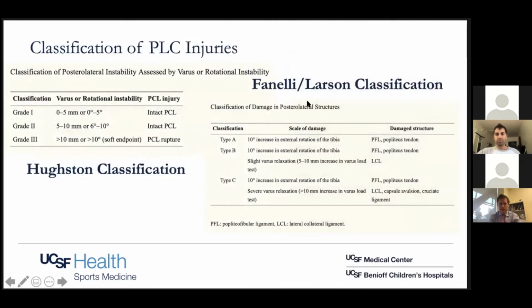Have a couple of classifications. In general, these are more, I think, used for research purposes, but it's helpful to frame how you're thinking about them also. So grade 1 for the Hughston classification is 0 to 5 millimeters of opening or 0 to 5 degrees, and then 5 to 10 or 6 to 10 degrees, and then greater than 10 millimeters or 10 degrees with a soft endpoint. And then usually that grade 3 injury we'll see with an associated cruciate ligament injury. And then the Fanelli-Larson classification is just factoring in the rotational component also.